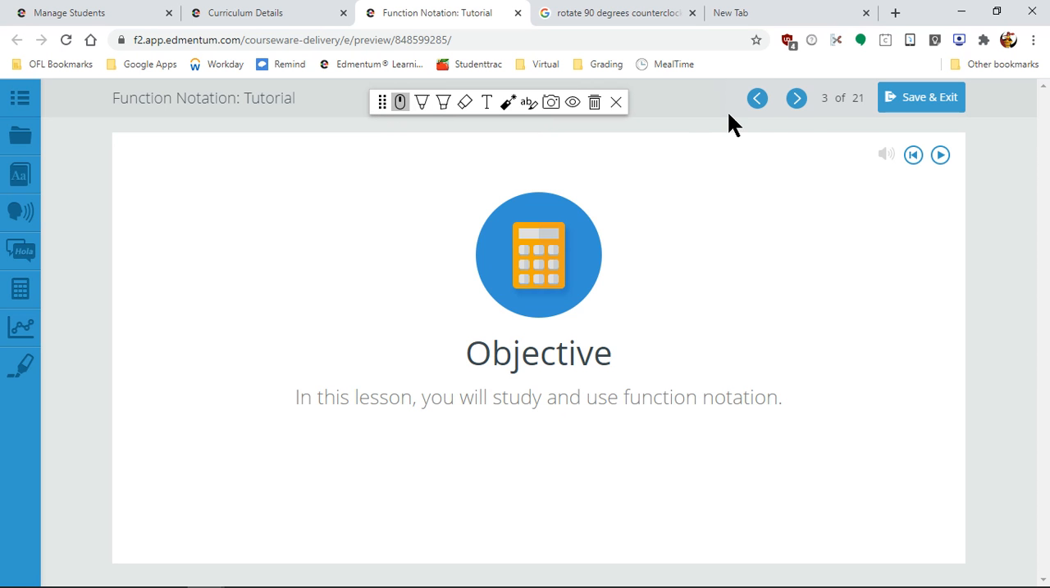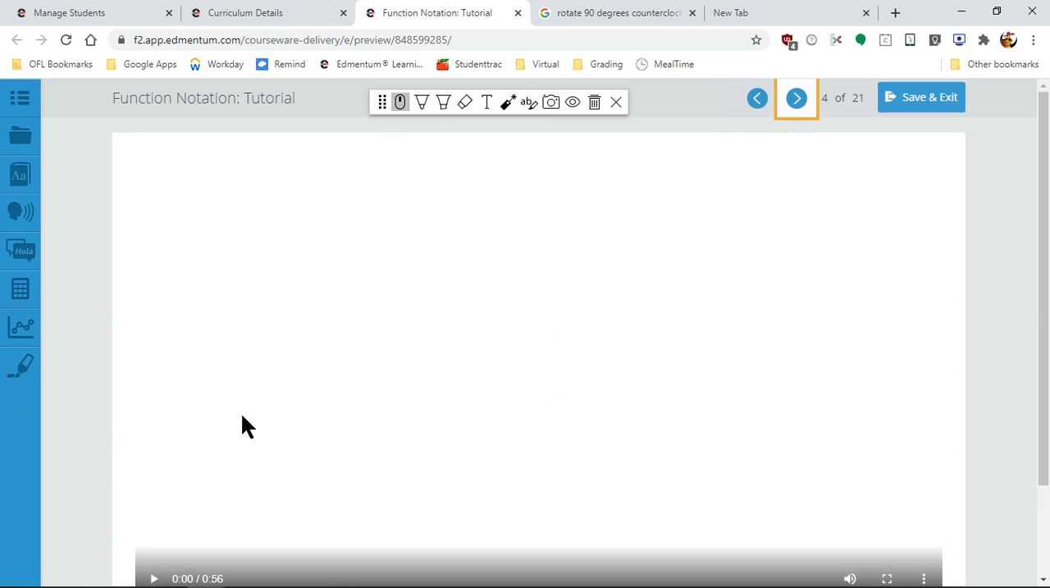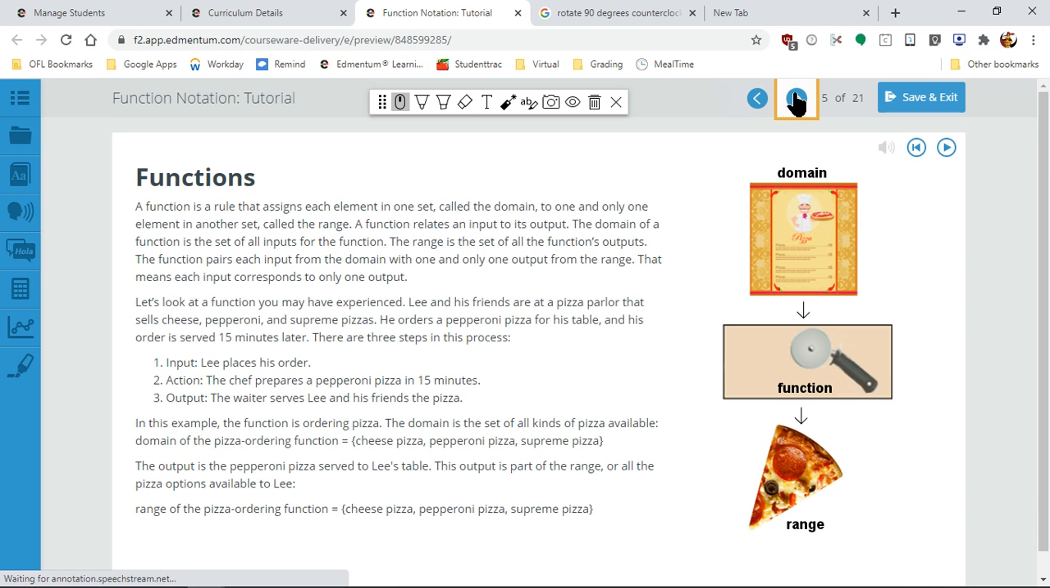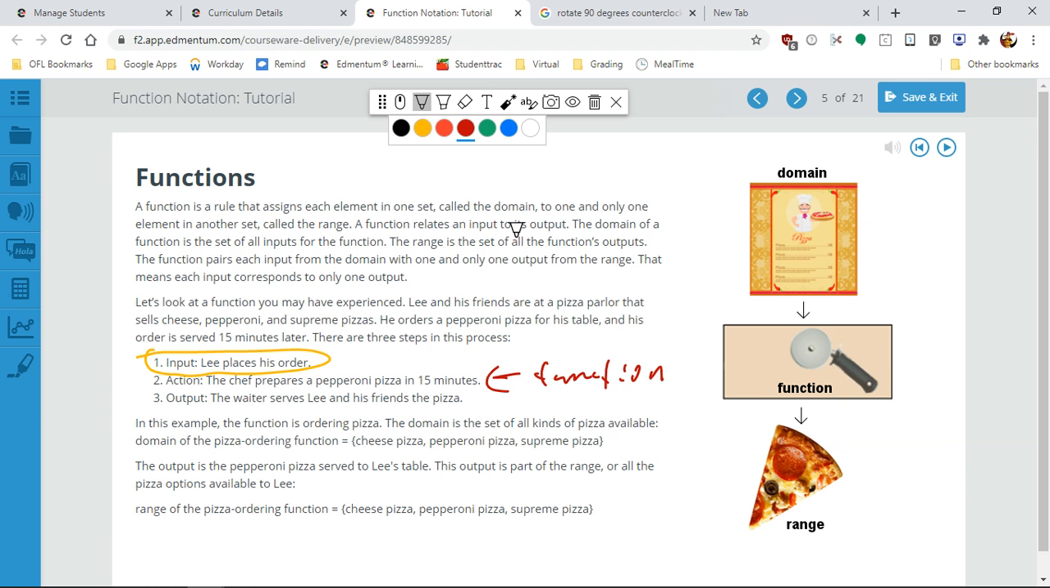So let's get into what Edmentum says about function notation. Again, you guys can always watch the video on your own. So here we're talking about an input, and then they're going to talk about an action. Think of this action as your function itself. This is what's happening. So our input in this case is whatever we order off of this menu. That's our domain. Our function is what we're going to do to it. And then here is our output.